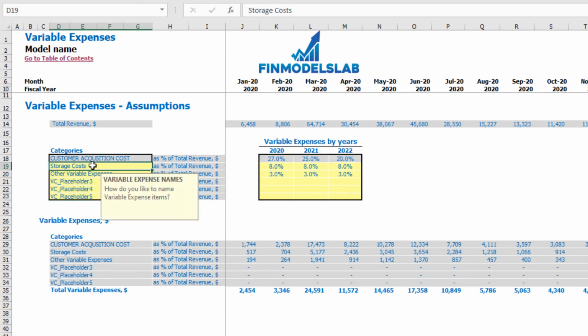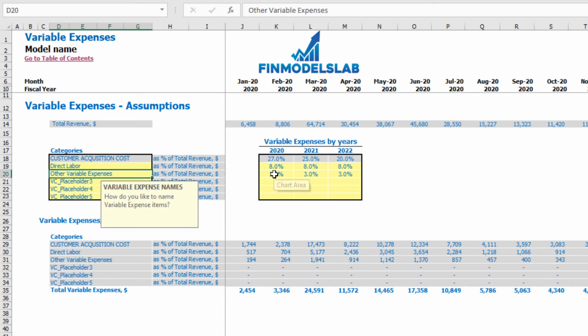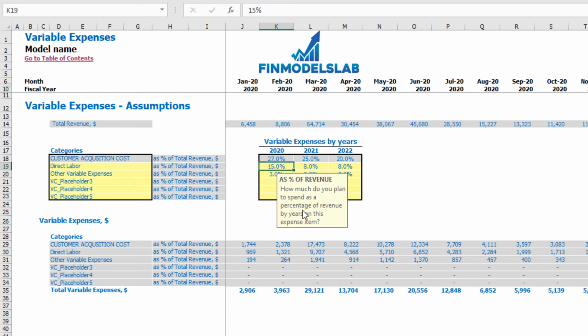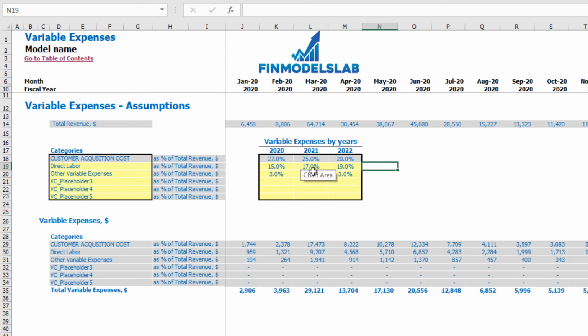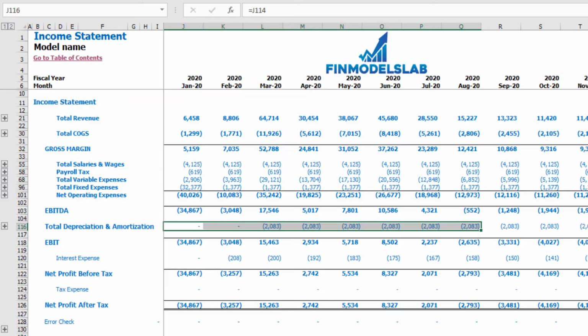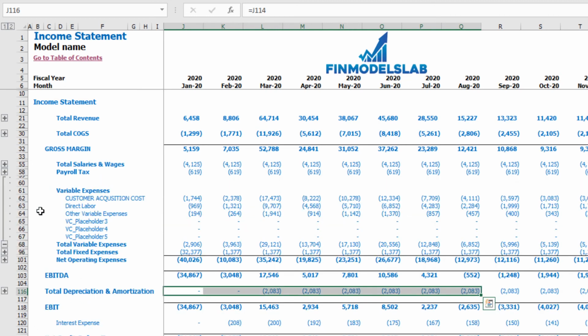Additionally, you can input up to 5 other variable expenses line items, for example, direct labor. And you know that this is specifically 15% of your revenue. You may change it by years as well, like 17%, 19%. On the top, you may see the total revenue, which is the basis of calculation for these line items. And below, you may see the calculation by months. The resulting point you may find in the income statement, and under variable expenses you may see all the values broken down by months and broken down by line items.